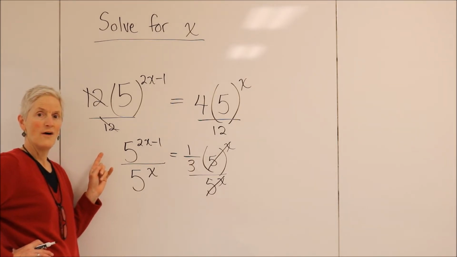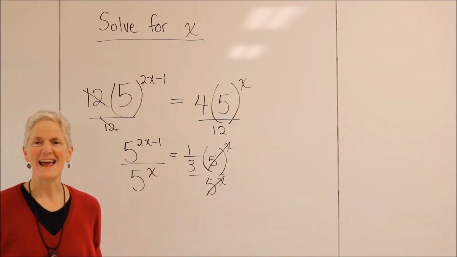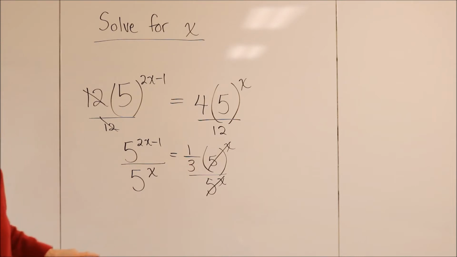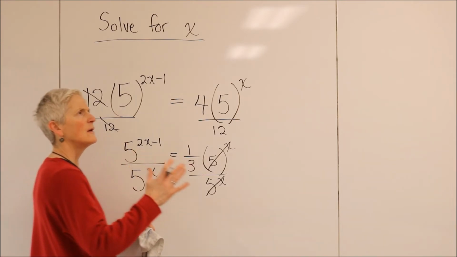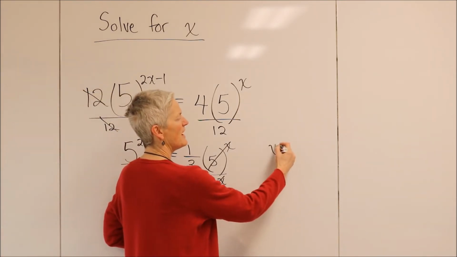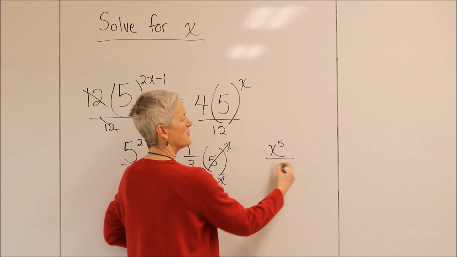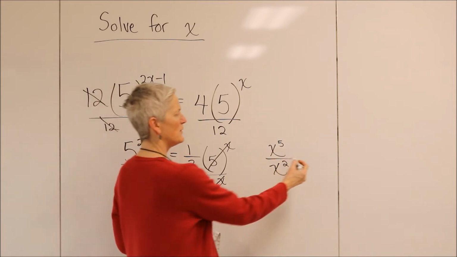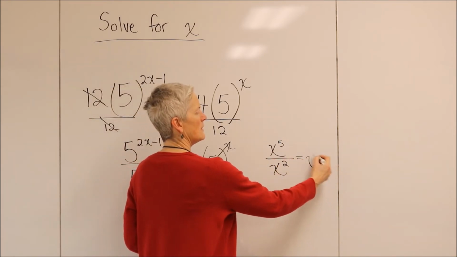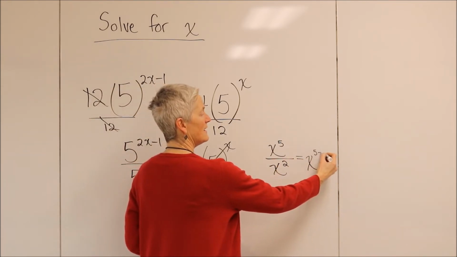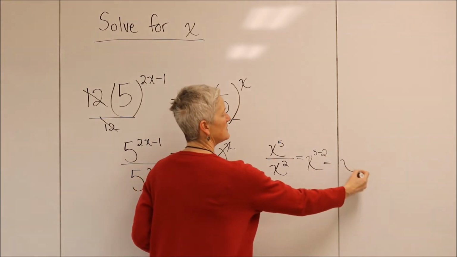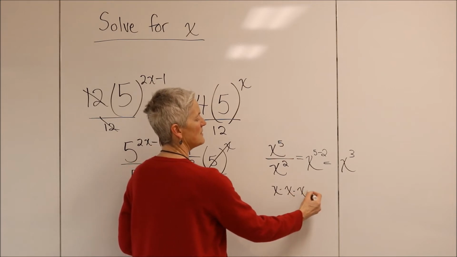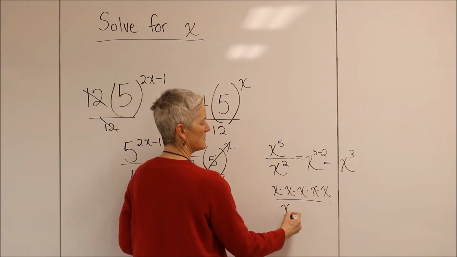It does look like the base is the same. The bases are the same, so I think I can do something there. Let's zip over here and think of when our bases are the same. If I have x to the 5th over x squared, I can simplify that, can't I? What does that equal? I do believe it is x to the 5 minus 2, or in other words, x cubed. Because really that's just x times x times x times x times x over x times x.